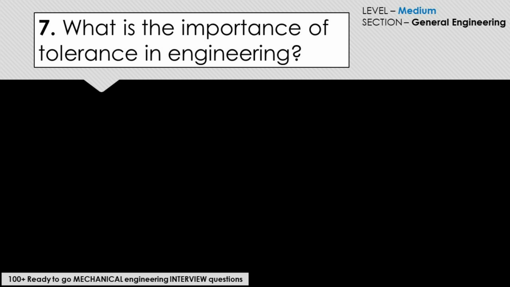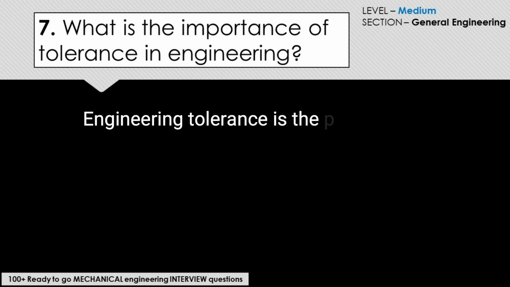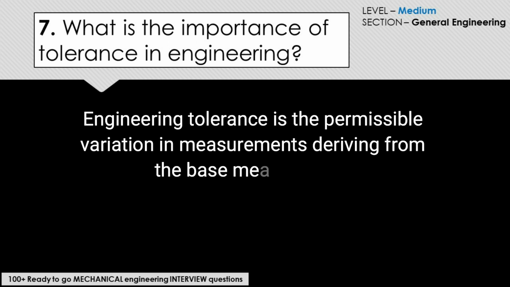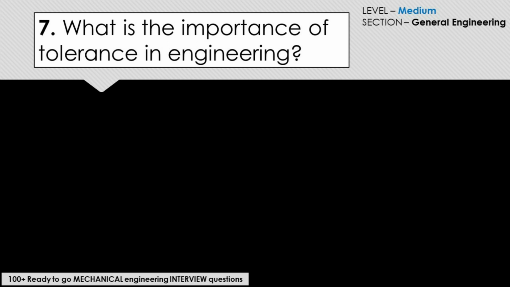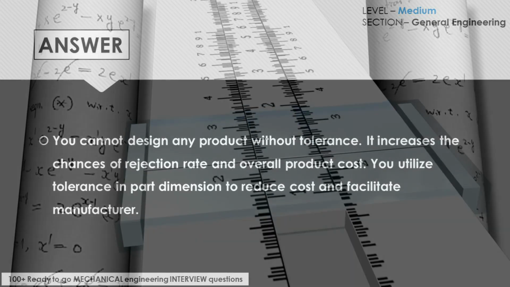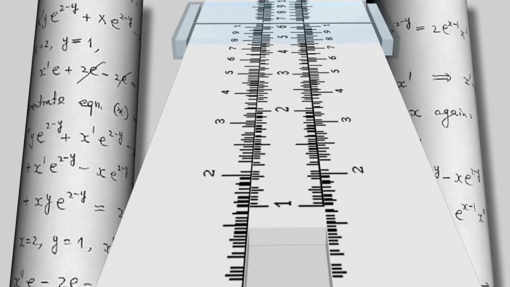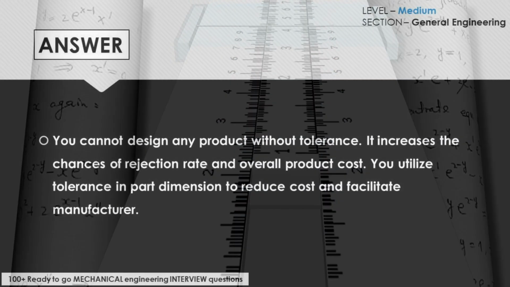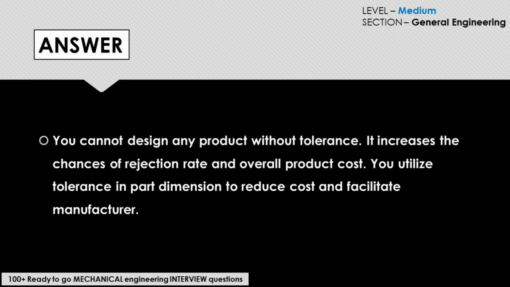What is the importance of tolerance in engineering? Engineering tolerance is the permissible variation in measurements deriving from the base measurements. The perfect answer for this particular question would be: you cannot design any product without tolerance. It increases the chances of rejection rate and overall product cost. You utilize tolerance in part dimension to reduce cost and facilitate the manufacturer.